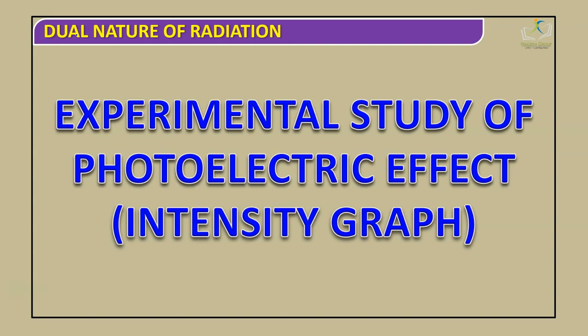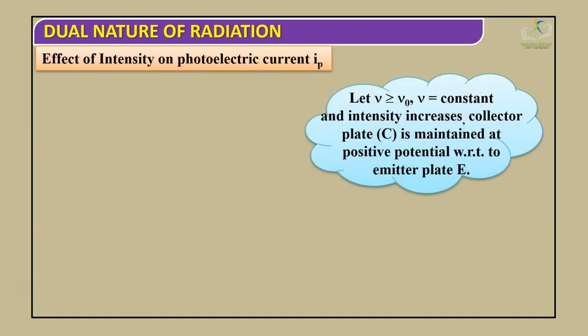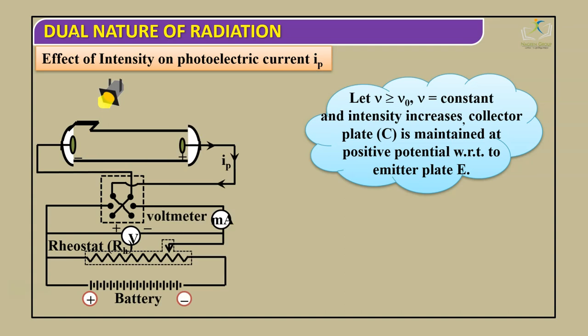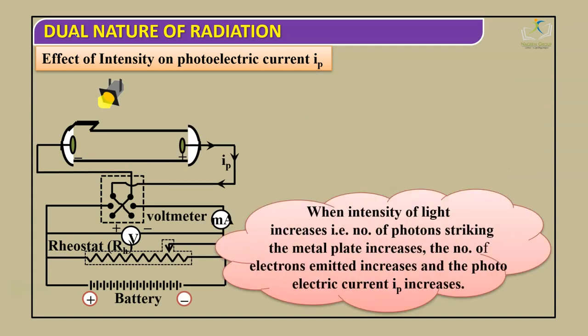Experimental study of the photoelectric effect: intensity graph. So let nu be greater than nu naught, where nu is constant and intensity increases, and the collector plate is maintained at positive potential with respect to the emitter plate. When intensity of light increases, that is, the number of photons striking the metal plate increases, the number of electrons increases, and photoelectric current IP increases. As you can see from this.